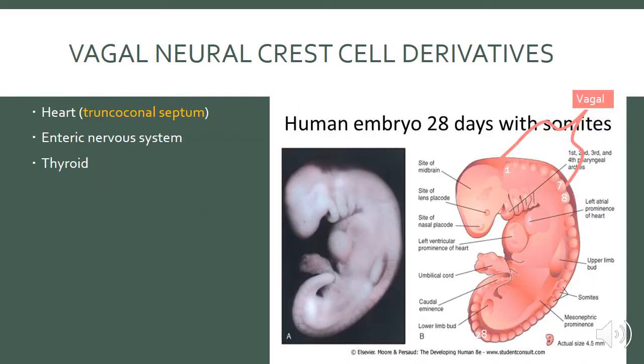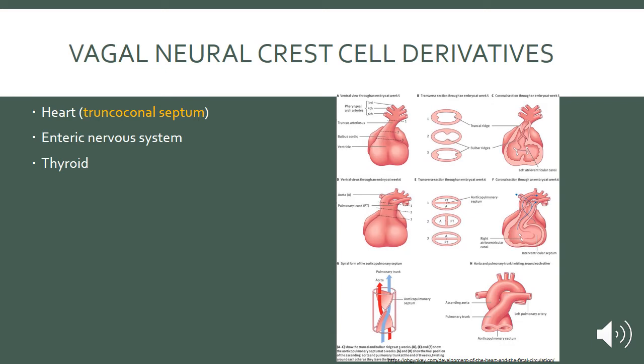So vagal neural crest cells are not quite as far-reaching as the cranial neural crest cells. They go on to form a portion of the heart called the truncoconal septum, the enteric or gut nervous system, so your gut has a nervous system that controls its movements, and then the thyroid. Now the truncoconal septum is really very interesting.